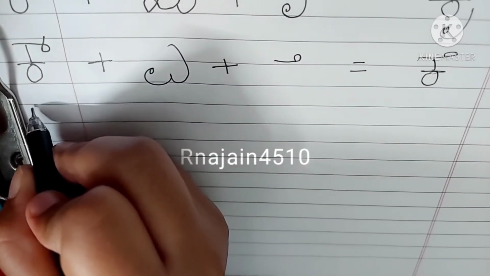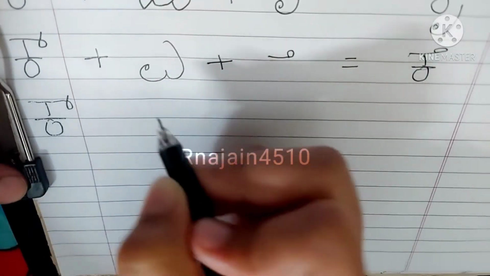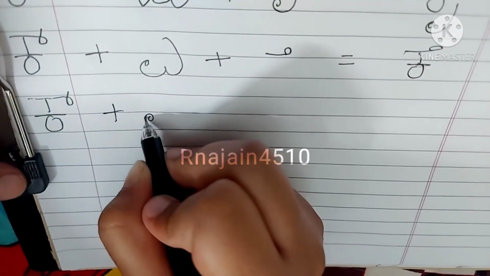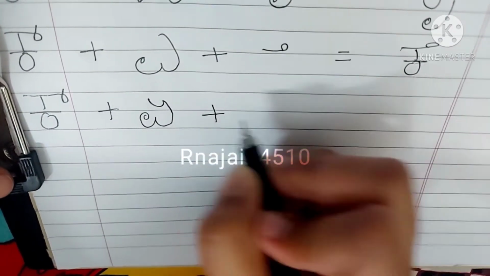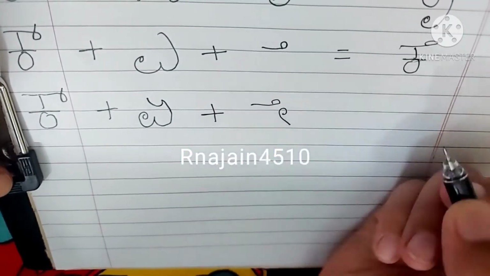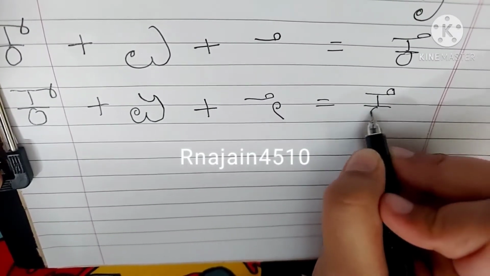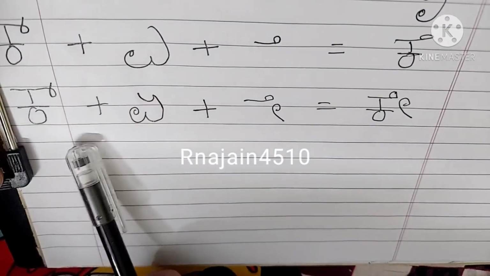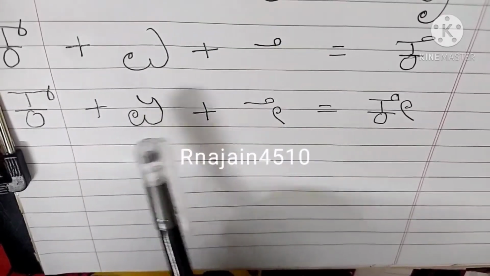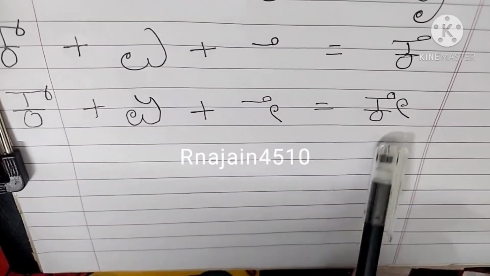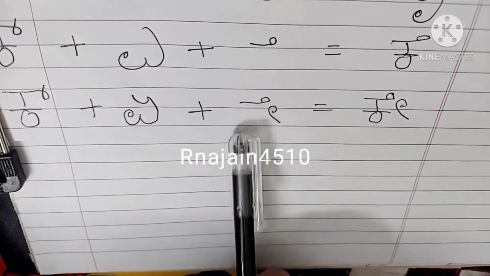Next is Ke. First we'll write half K plus E plus E matra is equal to Ke. Half K plus E is equal to Ke. We call E matra as etvada dirgha.